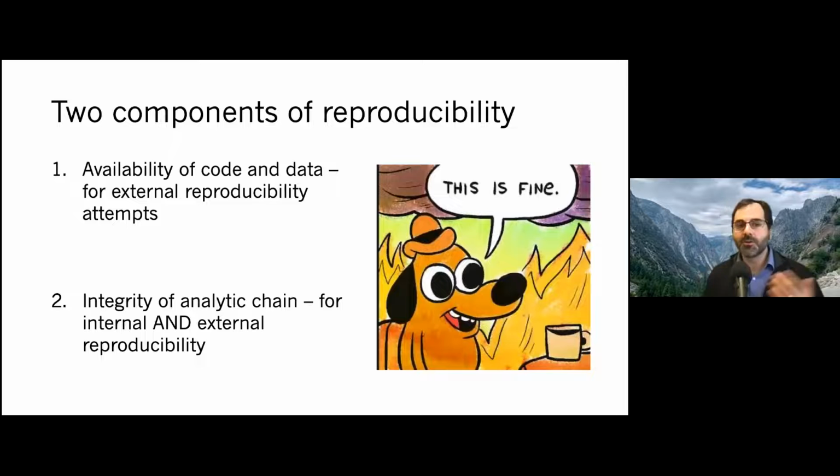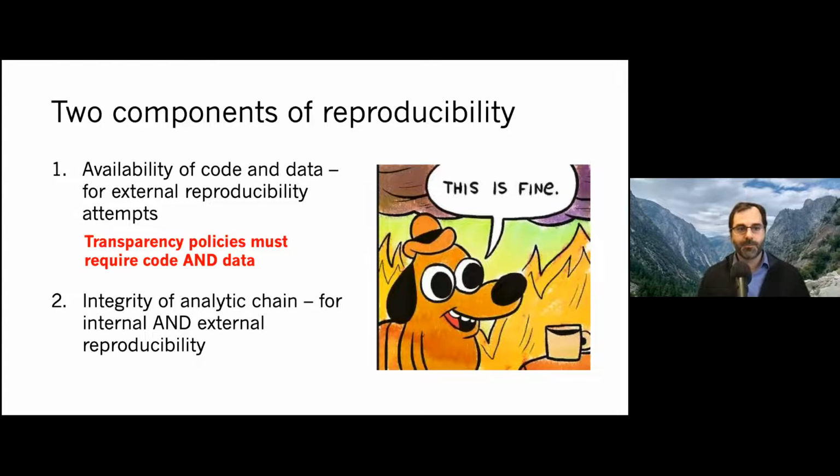Okay, so two components of reproducibility, right? Availability of code and data for external reproducibility. Seems clear based on the code requests, the data request studies and general surveys of the literature that data are not available, neither is code. And our study suggests further that code and data are required for external reproducibility to be at all scalable. So transparency policies thus must require code and data.